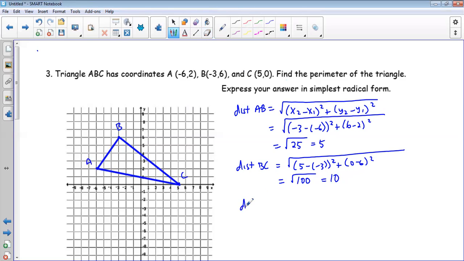And lastly, we have the distance of AC. AC, 5 minus negative 6 squared plus 0 minus 2 squared, square root of 121 plus 4 is the square root of 125.